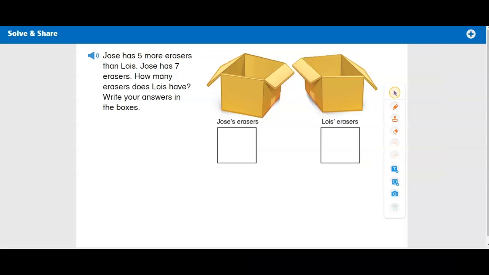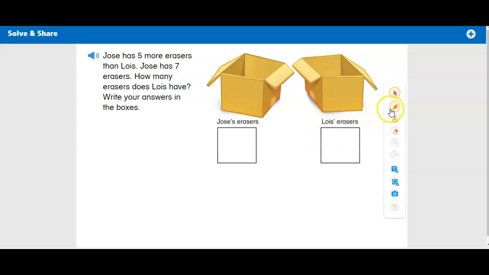Let's begin with our Solve and Share on page 233 in our Envisions Volume 1 workbook. Our Solve and Share says, Jose has 5 more erasers than Lois. Jose has 7 erasers. How many erasers does Lois have? Write your answers in the boxes.